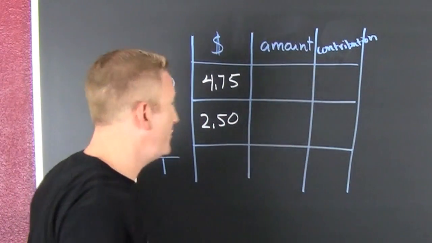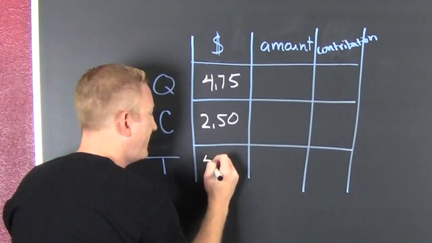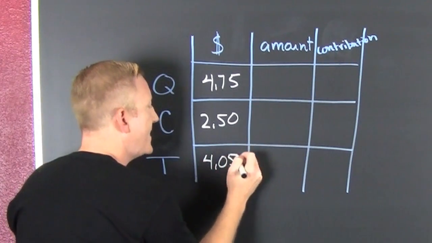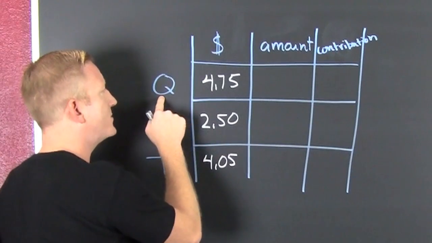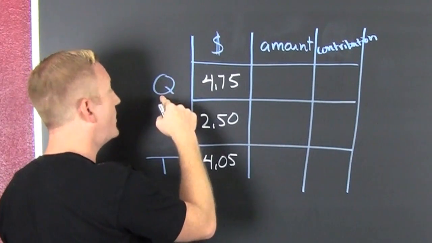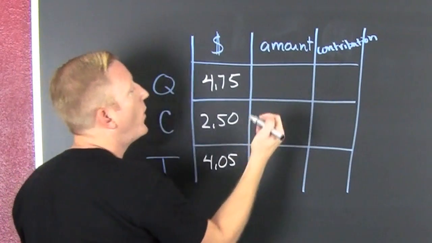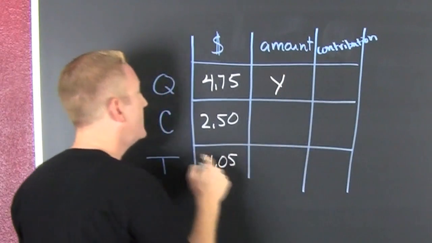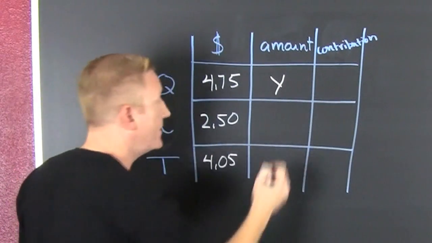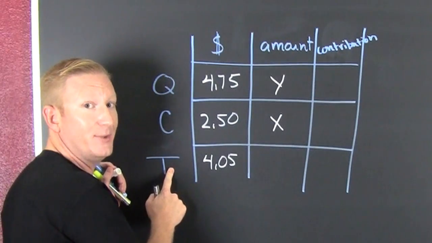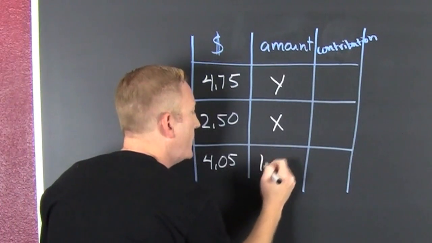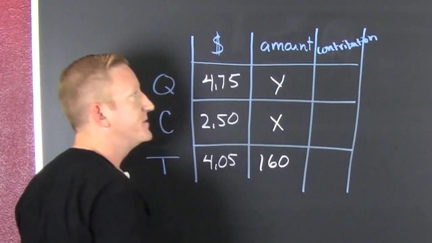What does our blend need to be? Our blend needs to be $4.05 a pound. Now we need to know the amount. Do we know the amount of quality beans? We don't. Why don't we call that Y? The cheap beans, let's call that X. How many total pounds of beans do we need? We need 160 pounds of beans.